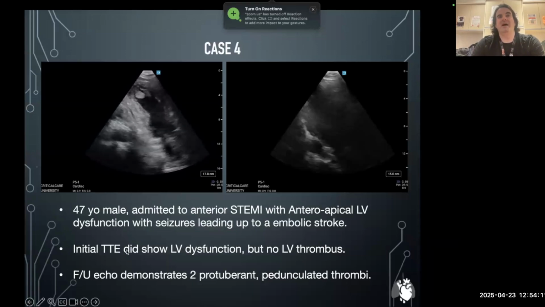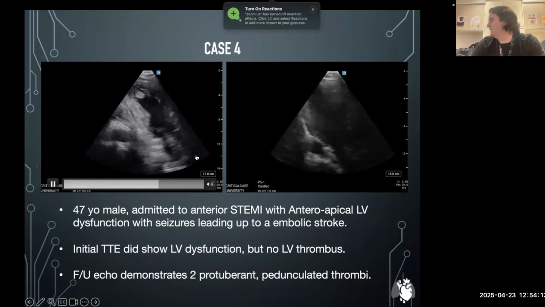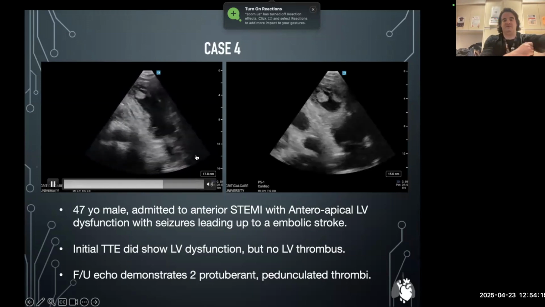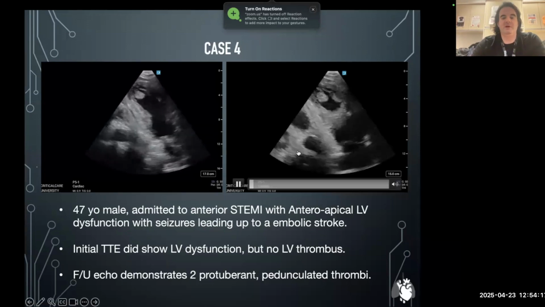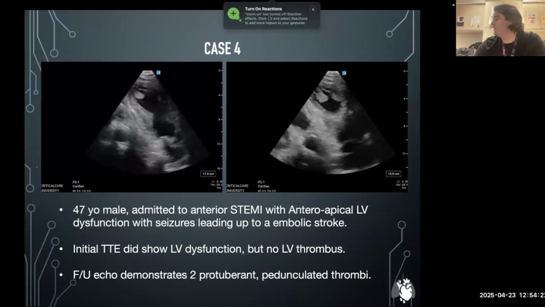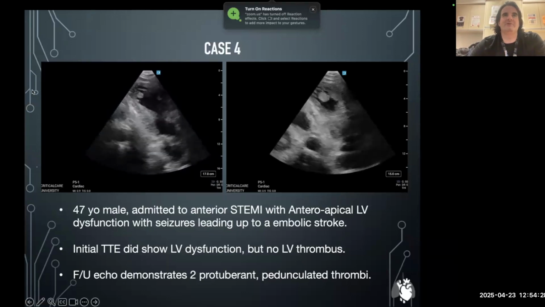So I ended up taking images, putting them in the chart so I could ask cardiology to come back and just document this for posterity. Even if it was missing before, because the LV function's still down, it can form over time. Of course, exactly. And I think that I just wanted to make sure this was recorded.